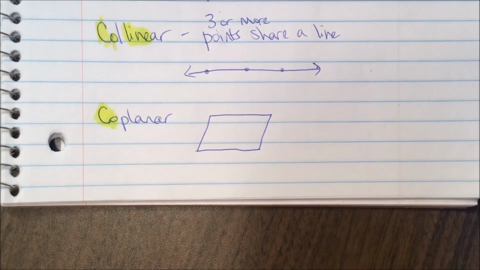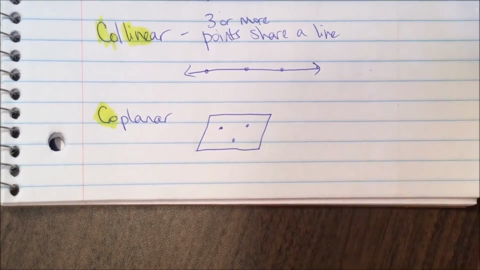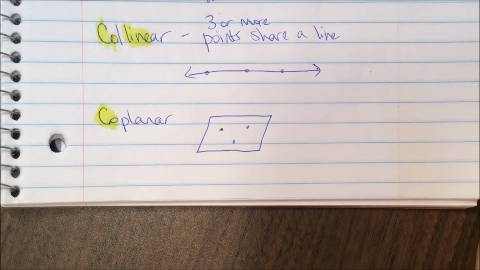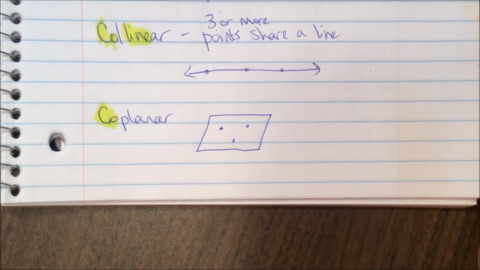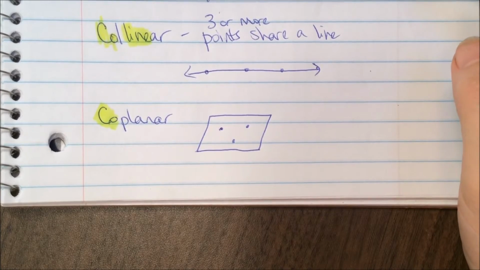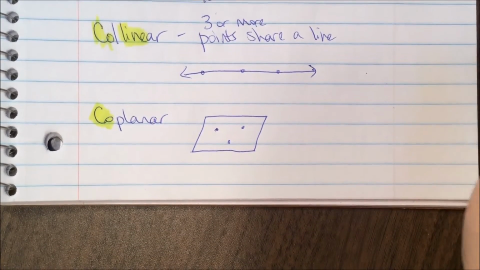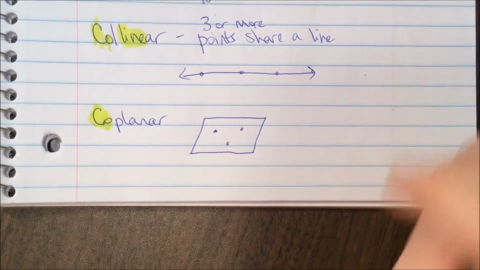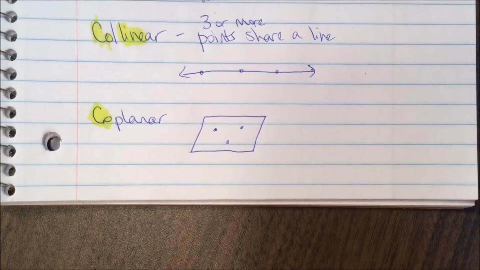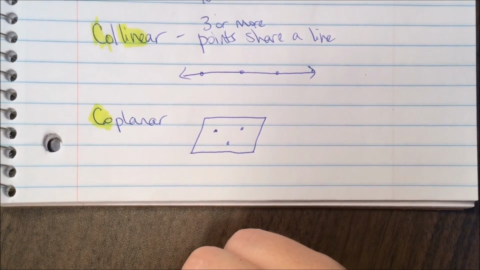And if points are coplanar, that means they all lie in the same plane. So it's kind of self-explanatory. I can't remember the last time someone said that in a sentence, that something was collinear or coplanar, but you still need to know what it means in case it comes up. But when you break the words down, it makes sense. So I don't think it's going to be very hard for you.